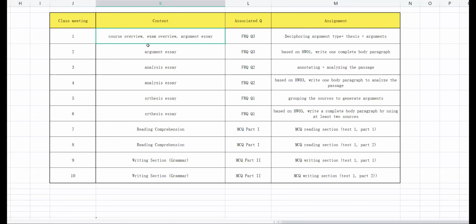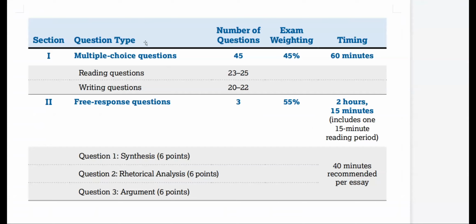Okay, so we can move on to the exam overview. We kind of talked about that already earlier, but this is an announcement from College Board. So what we're going to see this May is like this. We have 2 sections. Section 1 is all about multiple choice questions. Altogether, we're going to conquer 45 questions. How much time do we have? 60 minutes. So time is, again, not a concern. And all 45 questions together weigh 45% of the entire exam.